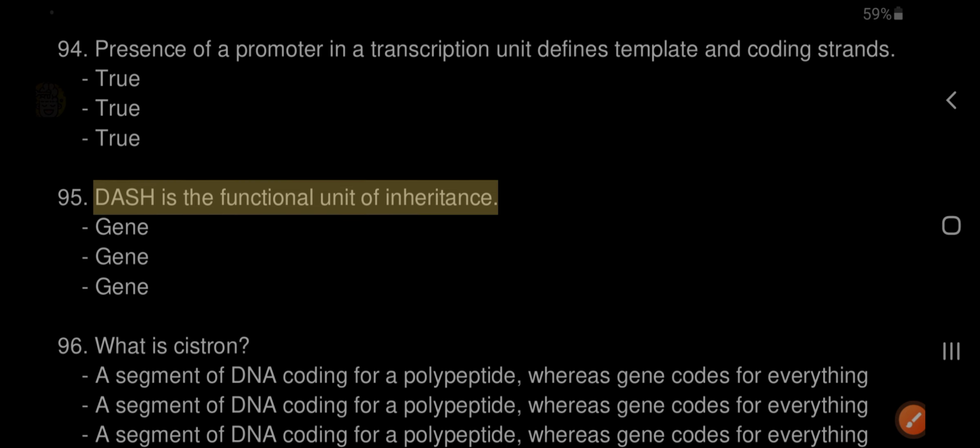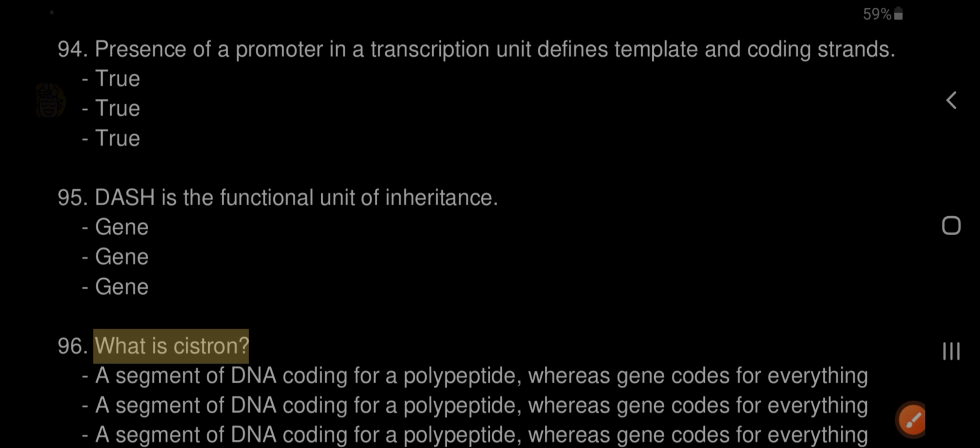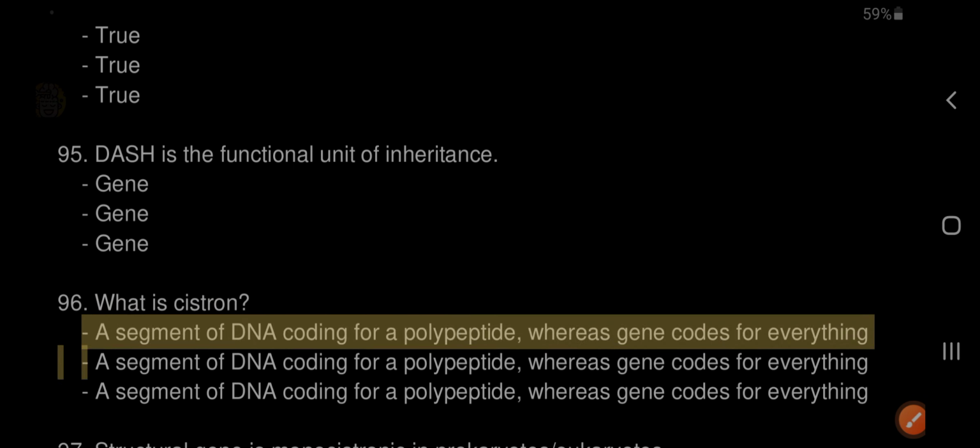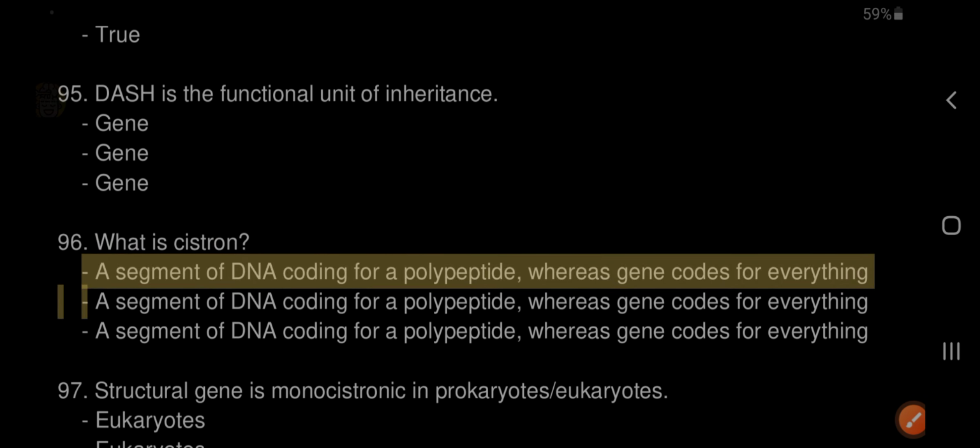Gene. 96. What is cistron? A segment of DNA coding for a polypeptide, whereas gene codes for everything.